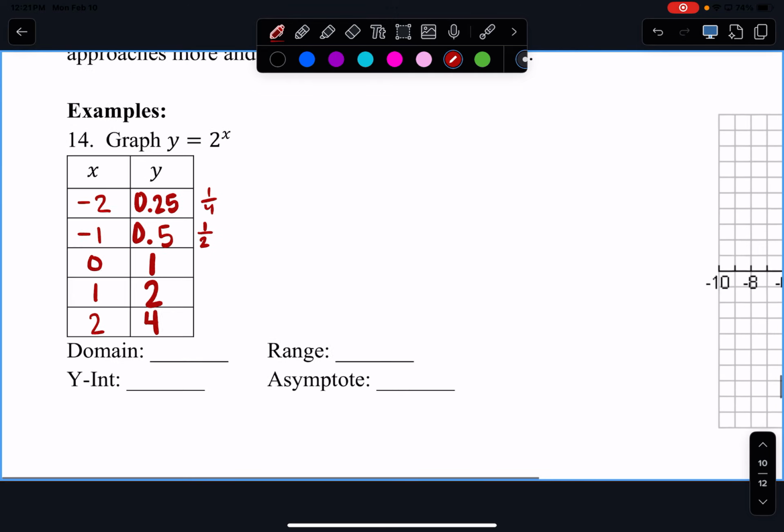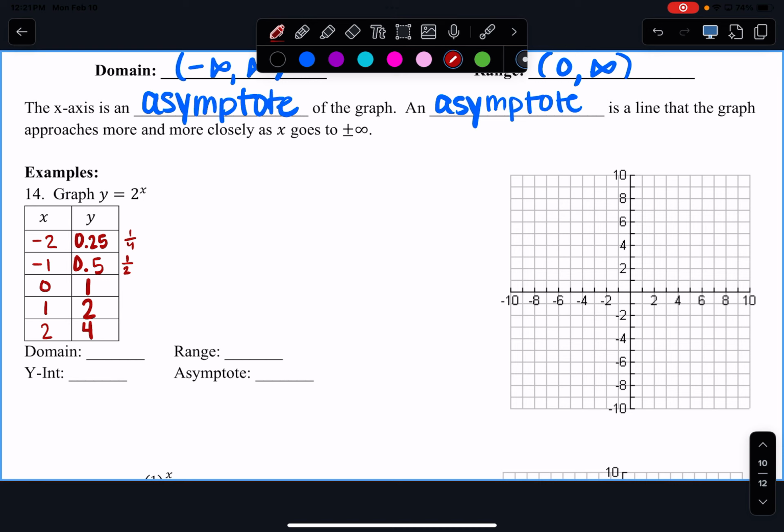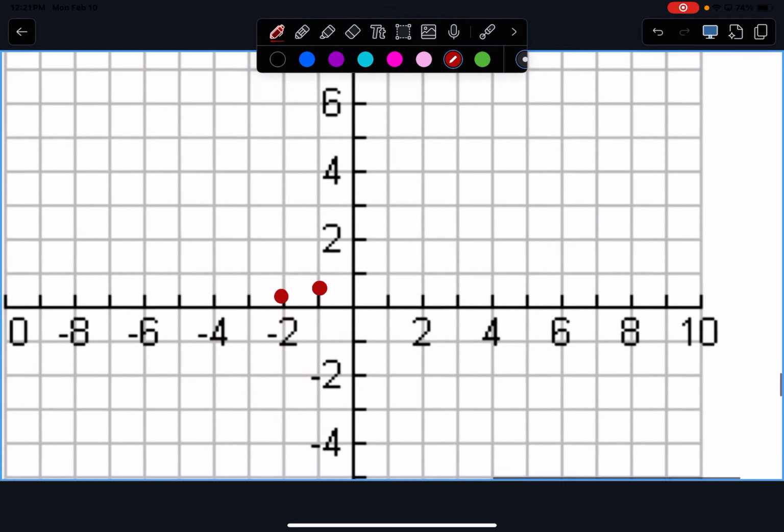So now we're going to take those points and plot them on our graph. We're going to go to x is -2, and then go up to 0.25, right in there somewhere. Then we're going to go to -1 and go up to about 0.5. Can you get that exactly on there? No, you can't. Just get it close, okay?